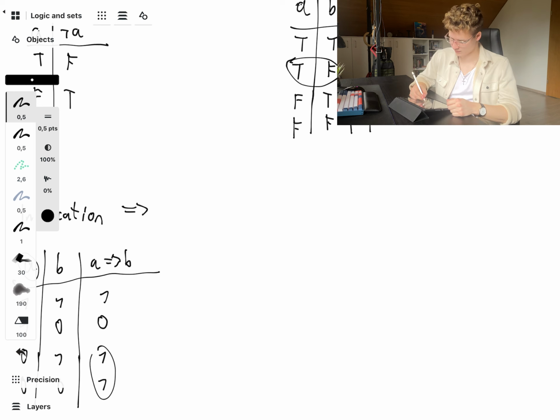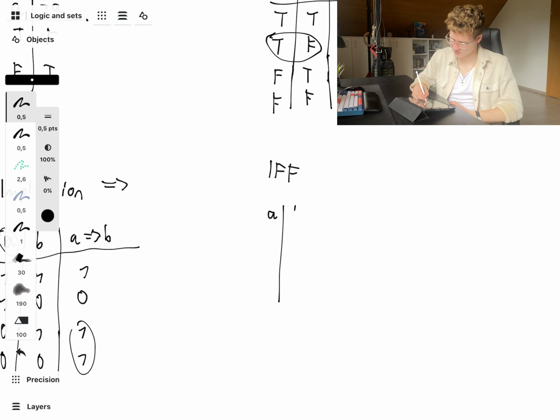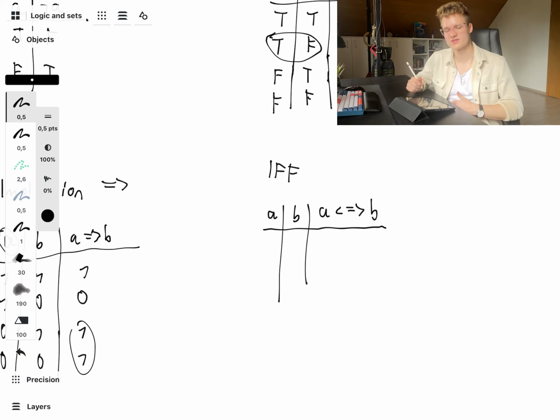Lastly, we have the equivalence, or iff, with two f's. As the name suggests, this means that two statements are in fact equivalent, so they describe the same thing. Okay? So if we say a glass half full, that's the same as saying a glass half empty.